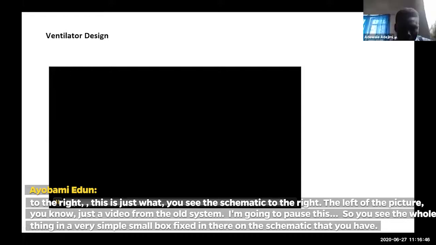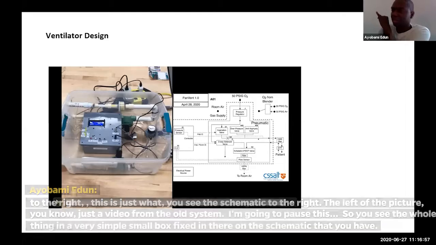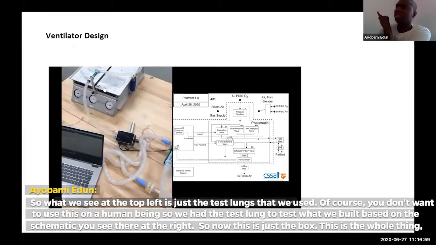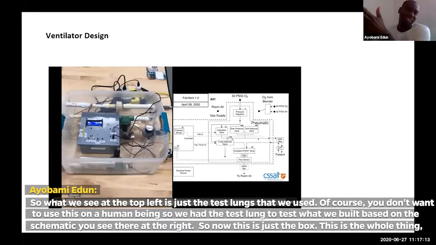Just gonna play this. Post it here. So you see the whole thing in a very simple, small box fixed in there, based on this schematic that you have. What you see here at the top left is just the test lung that we use. Of course, you don't want to use this on a human being. So we had the test lung to test what we built based on the schematic you see there to the right.